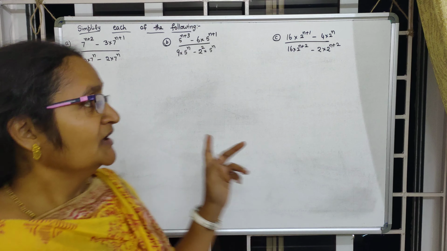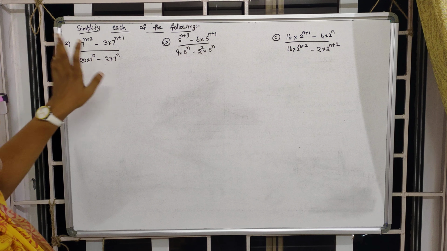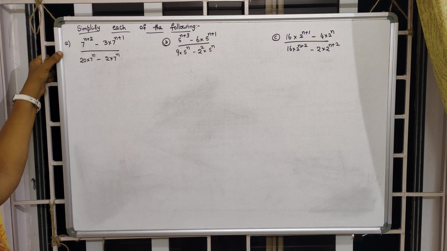Hi everyone. Let us see a few examples based on laws of exponents. Simplify each of the following. They're asking us to find it out. First sum: you see (7 to the power n+2 minus 3 times 7 to the power n+1) upon (20 times 7 to the power n minus 2 times 7 to the power n).